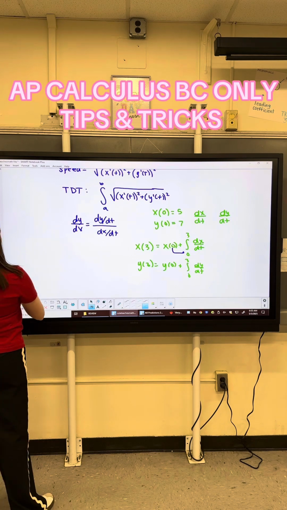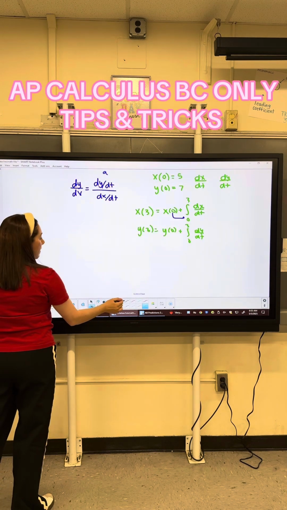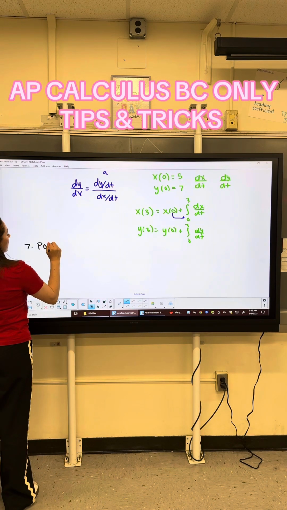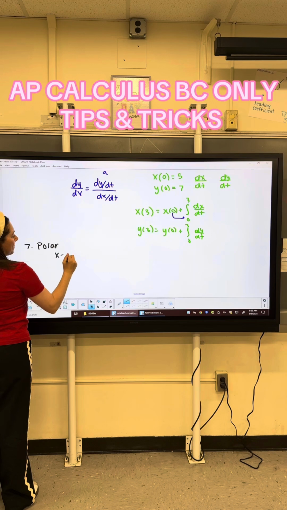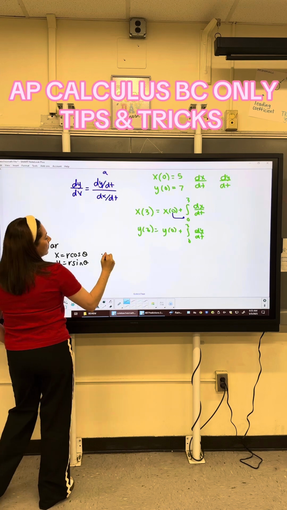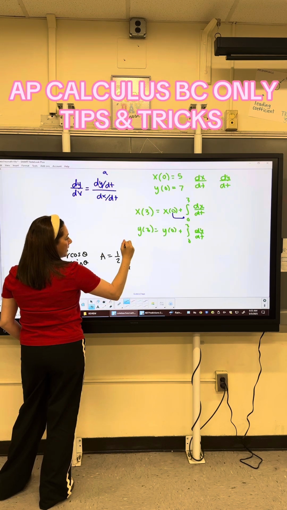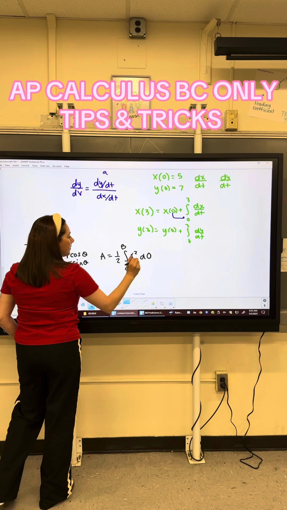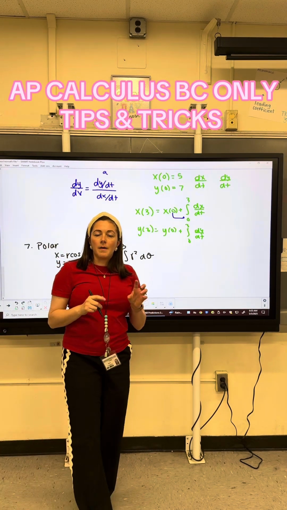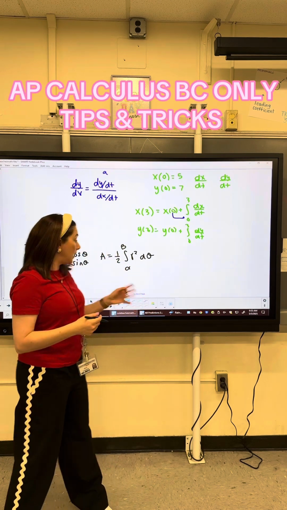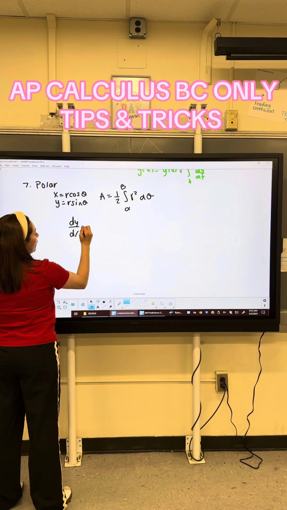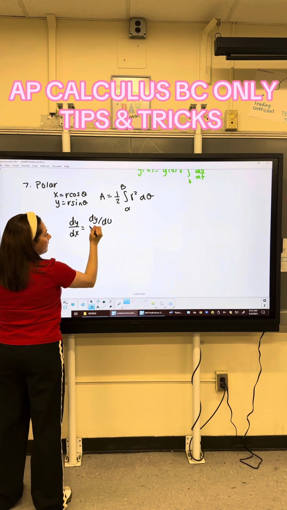Okay? And last but not least is polar, and series, duh. Polar, just remember, x is r cos theta, y is r sine theta, area is 1/2 integral alpha to beta of r squared d theta. And they can ask us a lot of questions about this. Think of polar as a different parameter than t. So the parameter is going to be theta. So dy dx is the same formula as parametric, but now you're deriving with respect to theta.